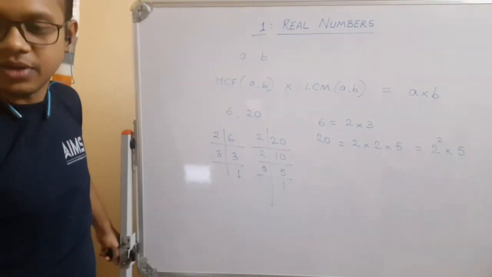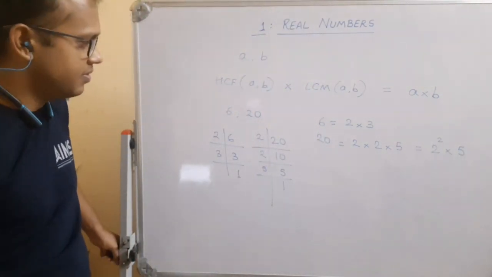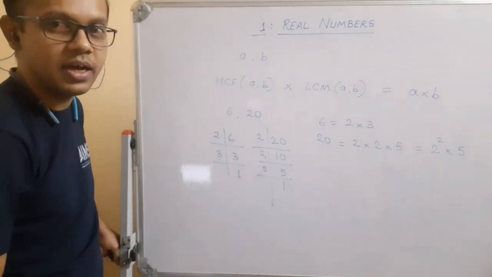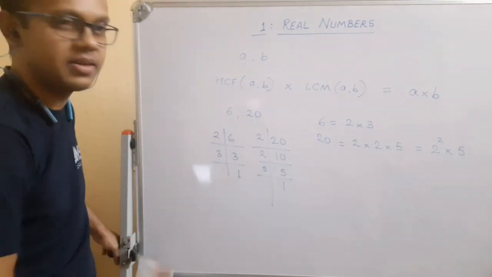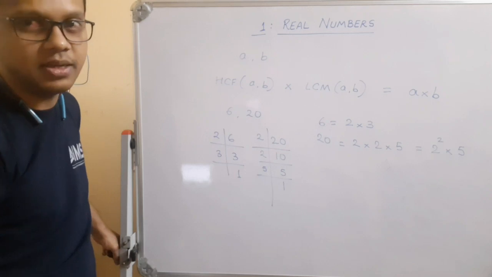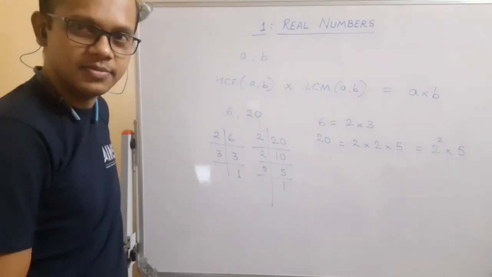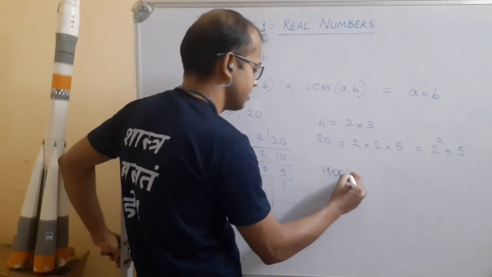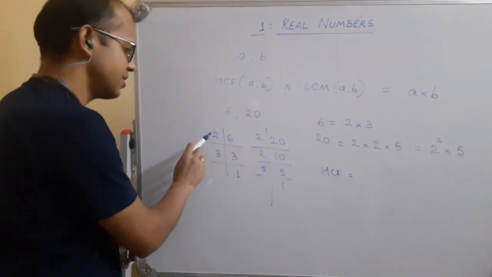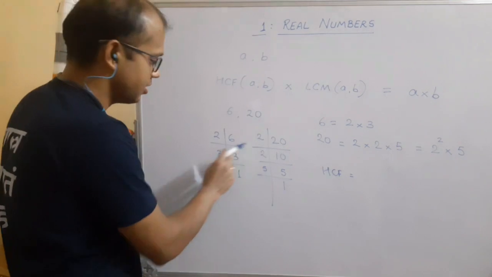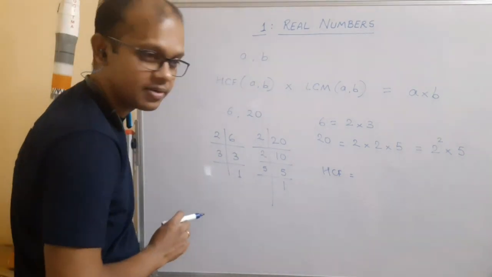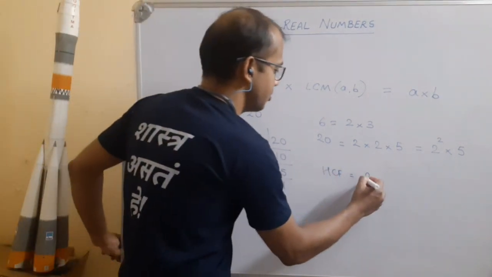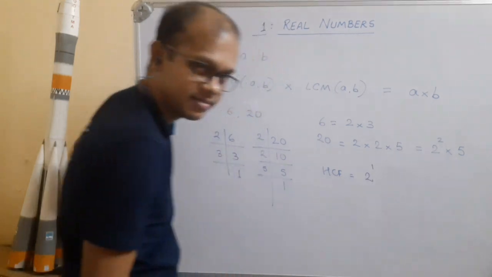Alright. Now, we need to find the highest common factor using these factors of the given numbers. So the HCF is, can you guess? Let's see the common factors. 2 is common to both. No other factors are common to each other. So then the HCF is 2, which we can write as 2 raised to 1.